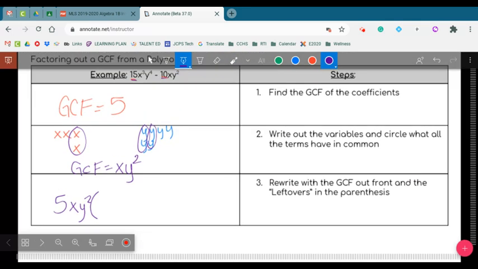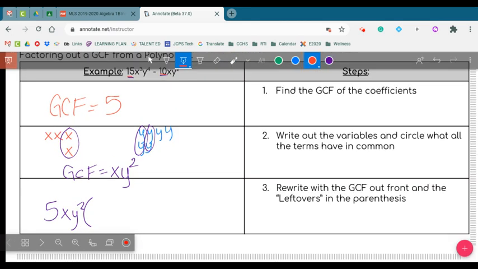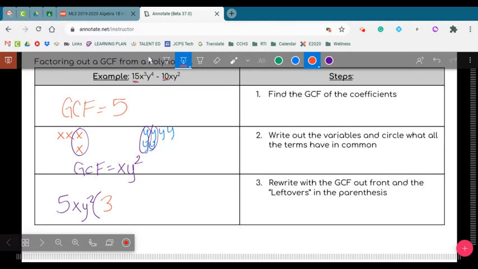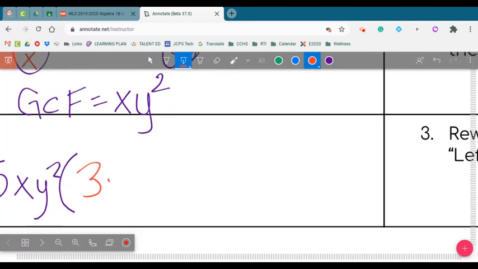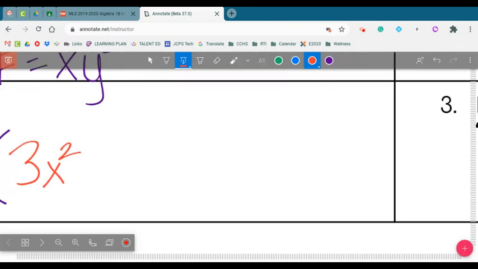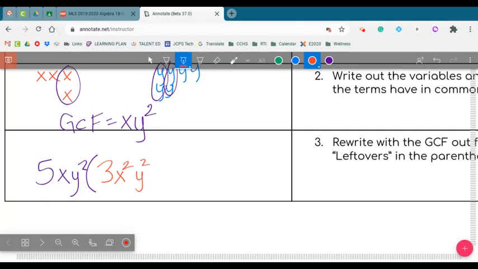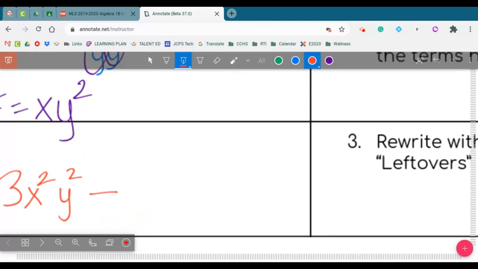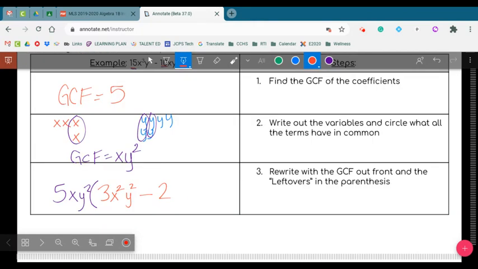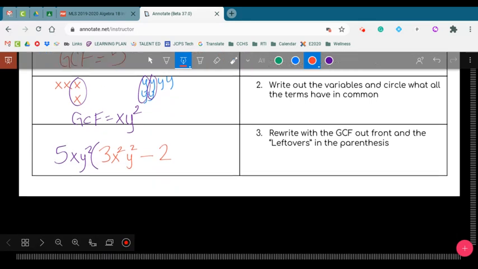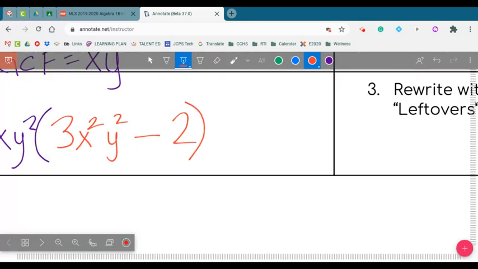So what's 15 divided by 5? That would be 3. I took out 1x, and I have 3 x's, so I'll have 2 x's left. I had 4 y's. I took out 2, so I would have y to the second. Bring down my subtraction sign. 10 divided by 5 is 2. I had 1x, and I brought it out, so I have none left. I had 2 y's, and I brought them out, so I had none left. So then I closed my parentheses.